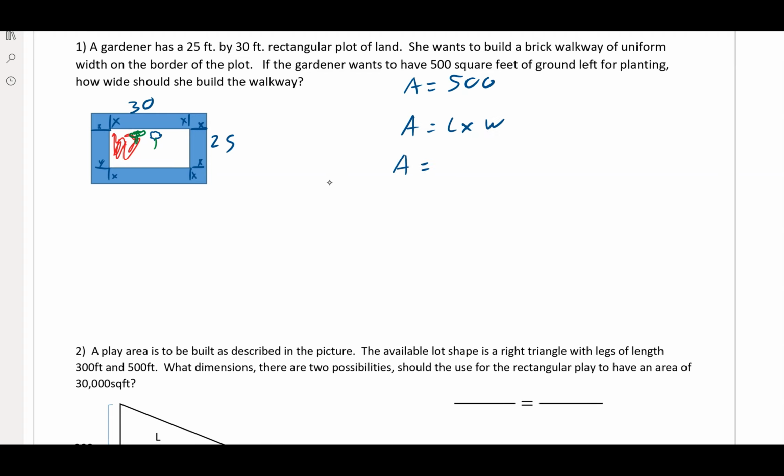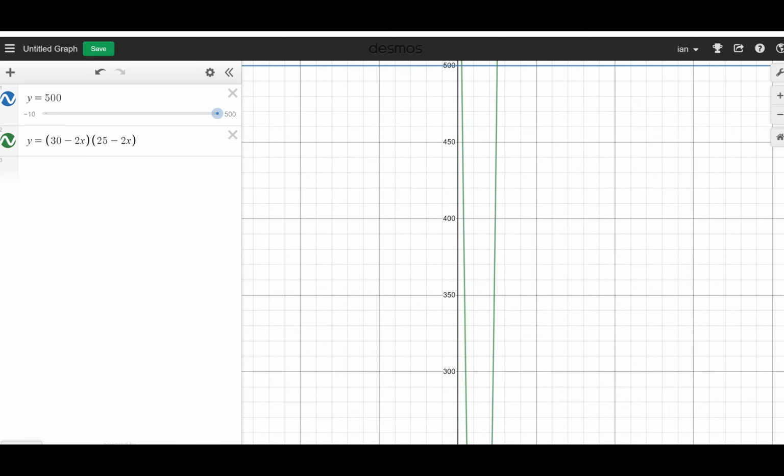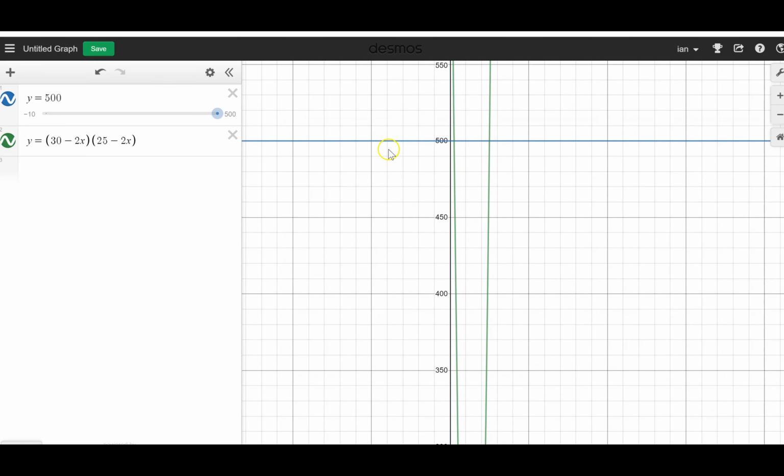So this is the same problem we did before. 500 equals, and then 30 minus 2x, 25 minus 2x. And so if we plug the left side in as y equals and the right side in as y equals into Desmos or your graphing calculator, it'll tell us our answer. And again, we just scroll out and then scroll up. We got to get up to 500, and there's our line. Clicking on anything, there we go.